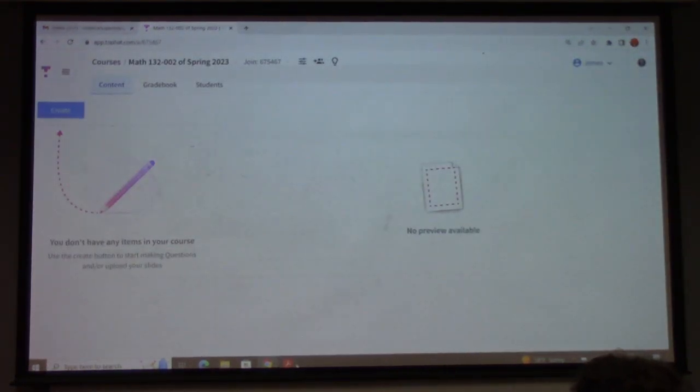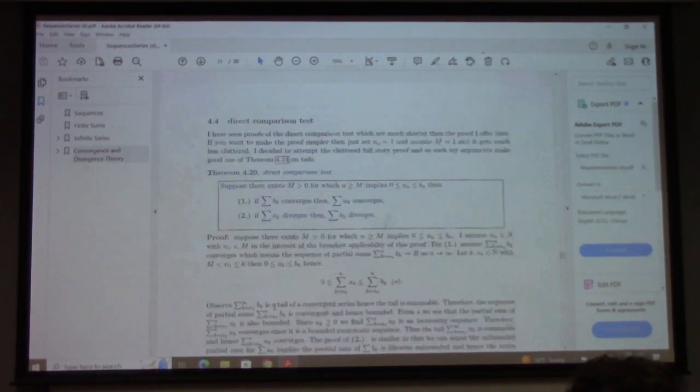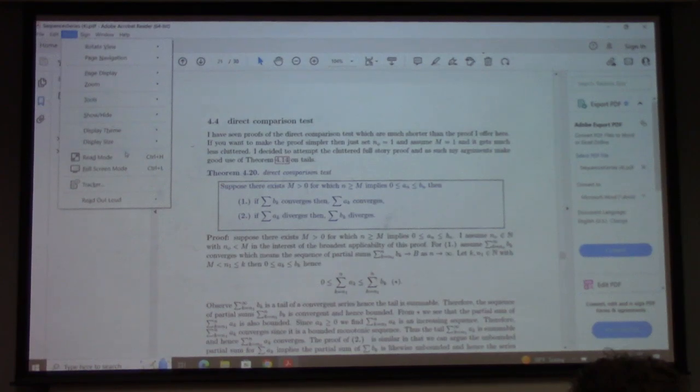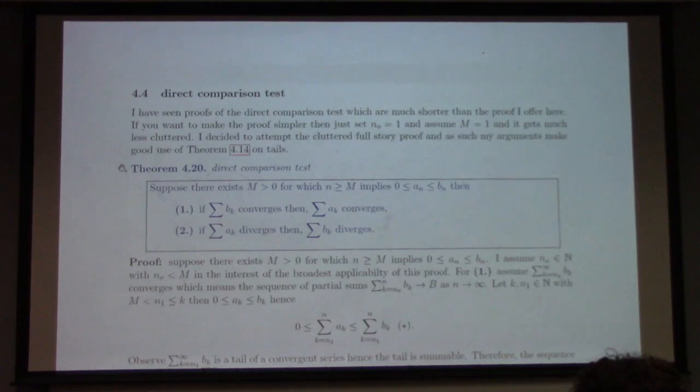All right, so let me get this unpleasantness out of the way. Let's see here. I will hand the sheet around tomorrow, so we'll have that. Let's see here.